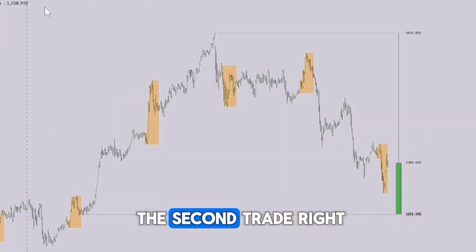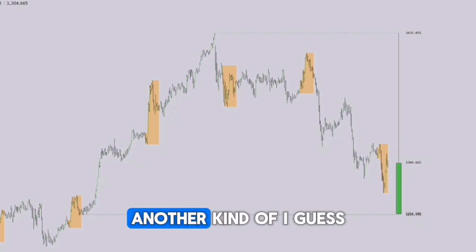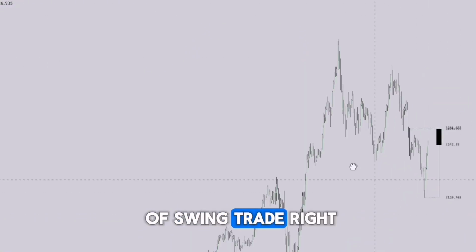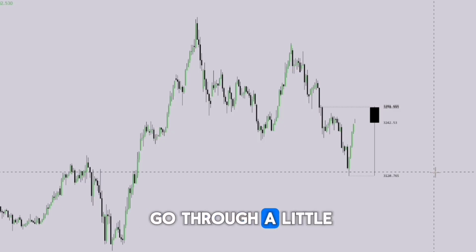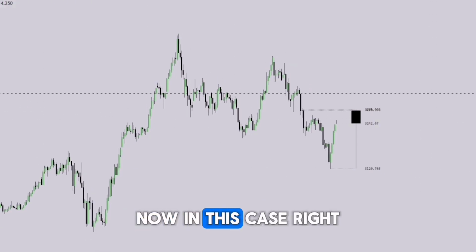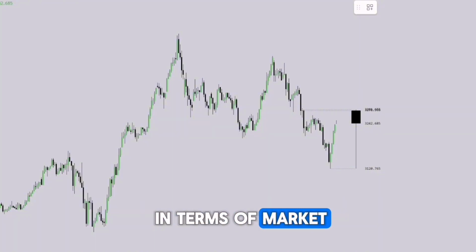Now, in terms of the second trade, right, let's go over another trade as well. Another kind of, I guess, a swing trade you could have taken on gold, a more recent swing trade, right? So again, we're going to go through it a little bit quicker this time, but we're going to be analyzing our structure.